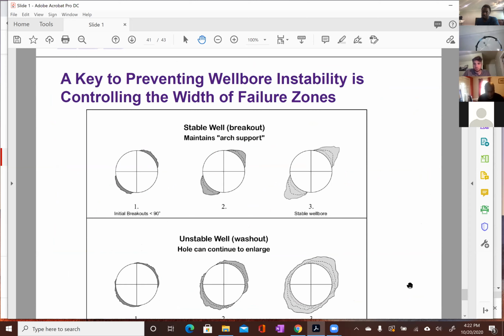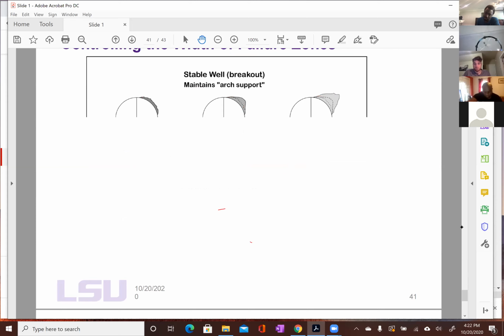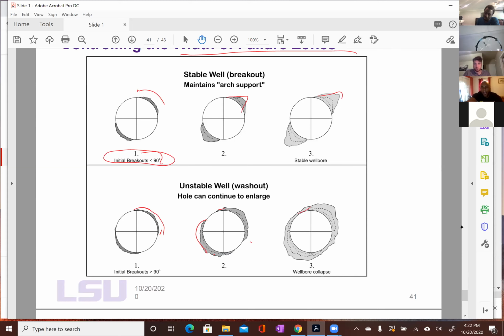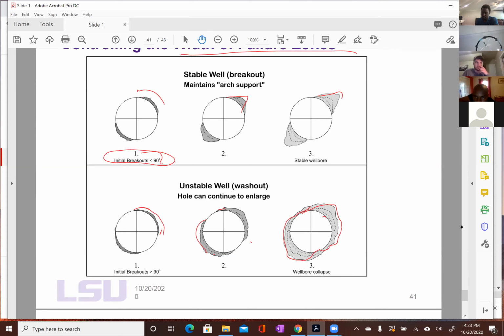And how do you prevent wellbore instabilities? A key is by controlling the width of the failure zone. I said it's typically less than 90 degrees, like seen here. As long as it's less than 90, you can go deeper into the formation and the width doesn't really increase. But if it's more than 90, then as it goes deeper into the formation, it can easily lead to washouts, which can cause your wellbore to collapse, because there's nothing holding your wellbore anymore. That material gave way.